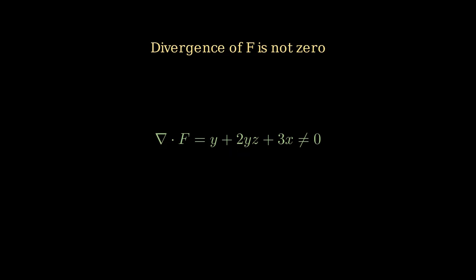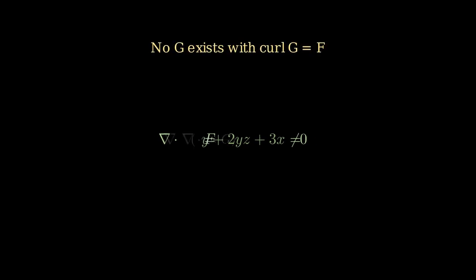Adding these together, the divergence of f equals y plus 2yz plus 3x, and this is not 0. Since the divergence of any curl must always equal 0, and here the divergence of f is not 0, no vector field G can exist with curl of G equal to f.